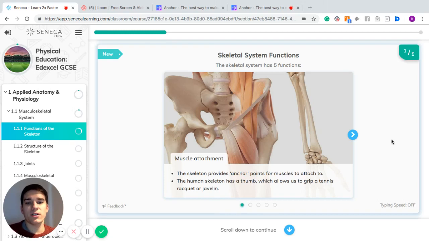The skeletal system has 5 functions. First one is muscle attachment. So the skeleton provides an anchor point for muscles to attach to. An example would be that the human skeleton has a thumb, and the muscles around that allow you to grip different things like tennis rackets, javelins, whatever it might be.